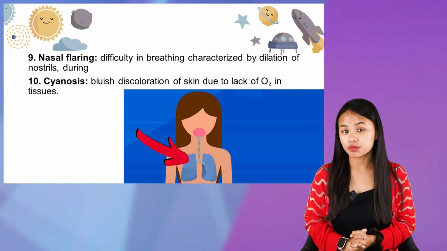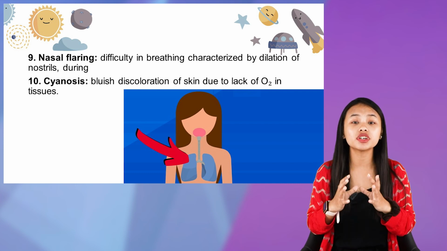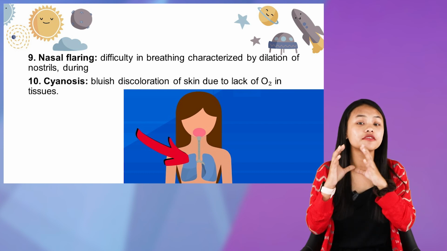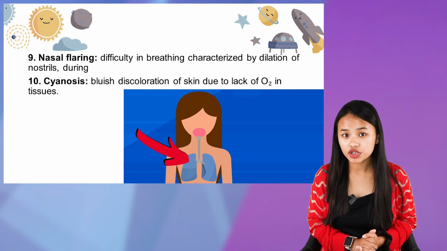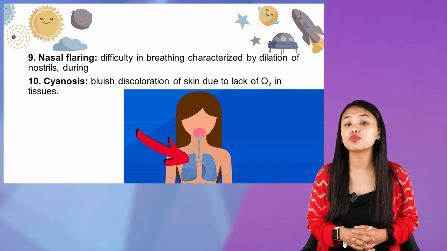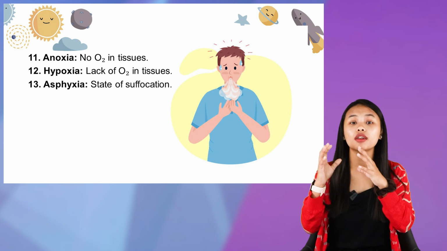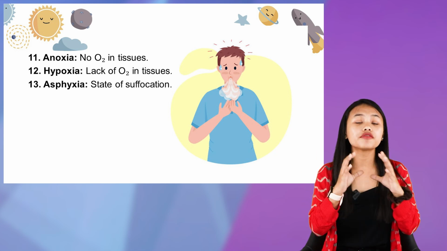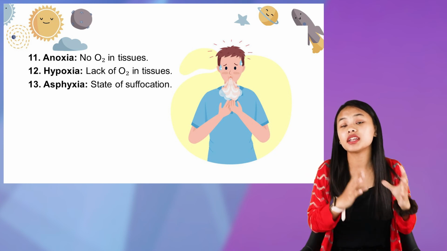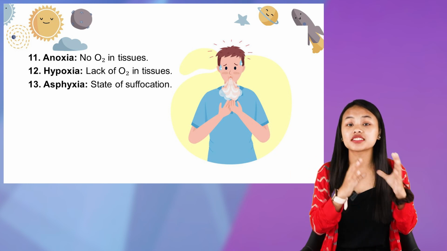If there is difficulty in breathing, which is also characterized by dilation of the nostrils during respiration, then it can be termed as nasal flaring. If there is a bluish discoloration of the skin because of the lack of oxygen in the tissues, then it can be termed as cyanosis. If there is absence of oxygen in tissue, then it can be termed as anoxia. If there is lack of oxygen in tissue, it can be termed as hypoxia. And if a client is suffering from a state of suffocation, then it can be termed as asphyxia.